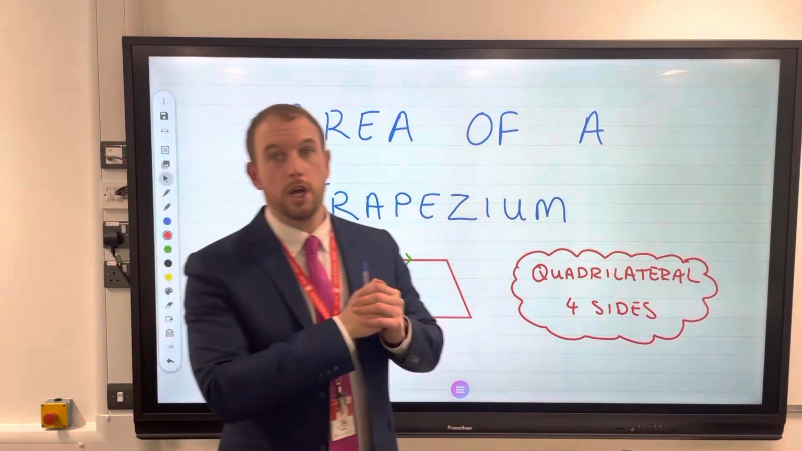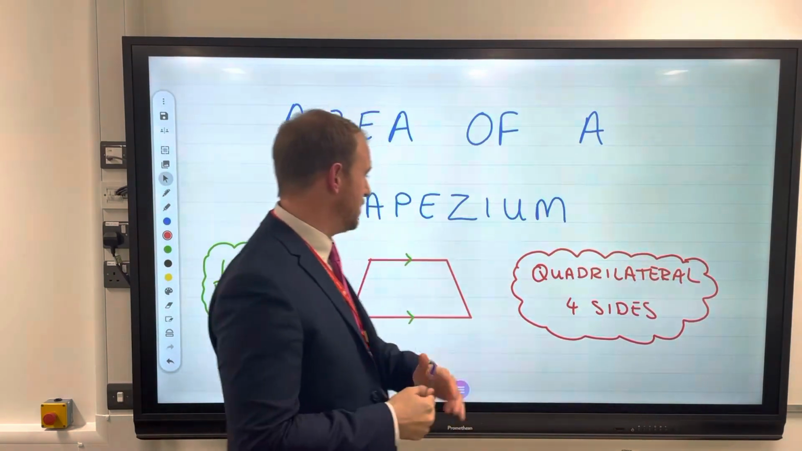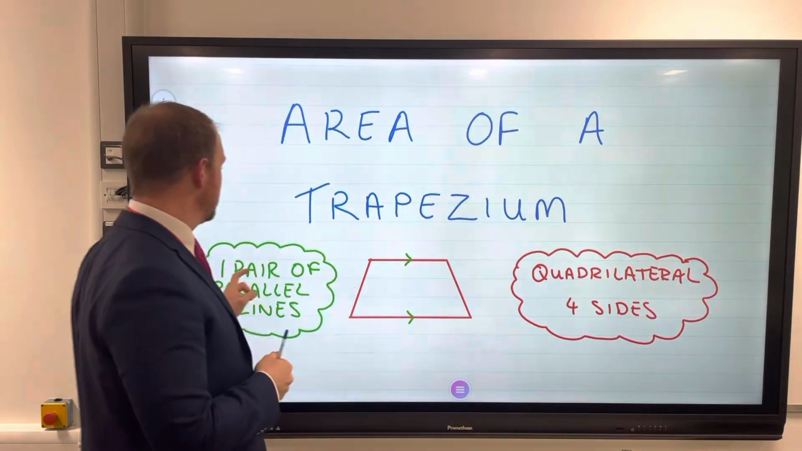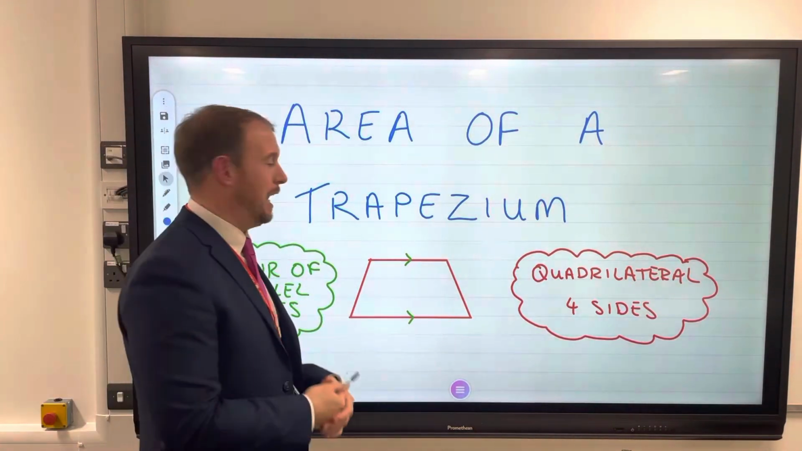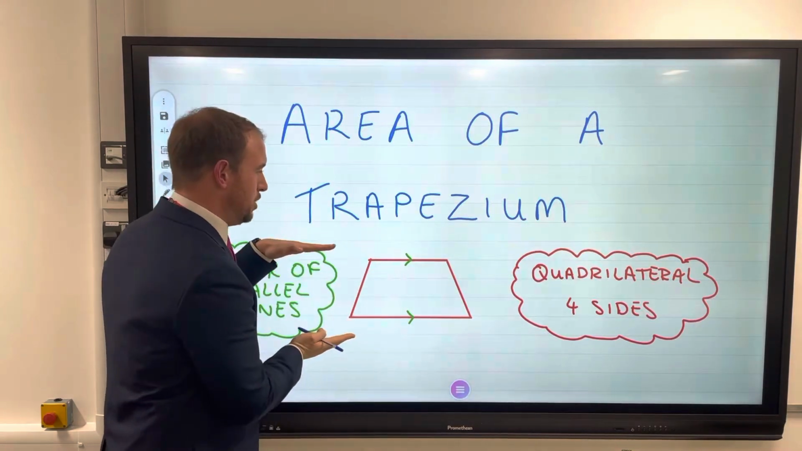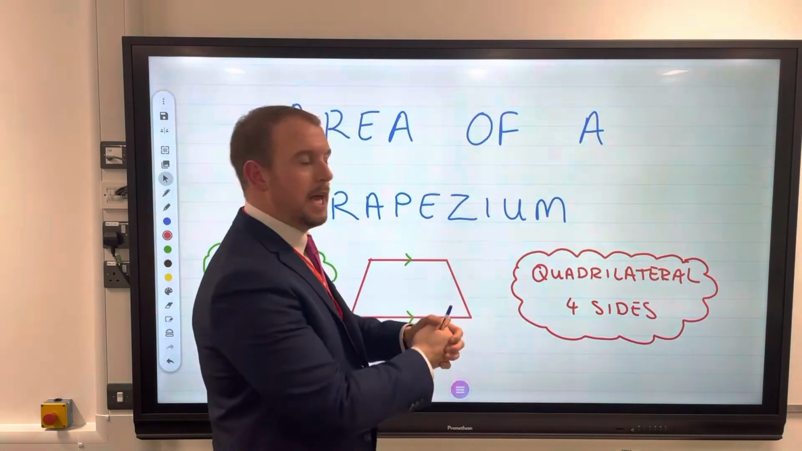So today then we are looking at calculating the area of a trapezium. Now a trapezium is a four-sided shape, also known as a quadrilateral, which has one pair of parallel lines. You can see I've indicated those with little arrows, which mean that these two lines are parallel. So if extended, they will never ever meet, like train tracks.